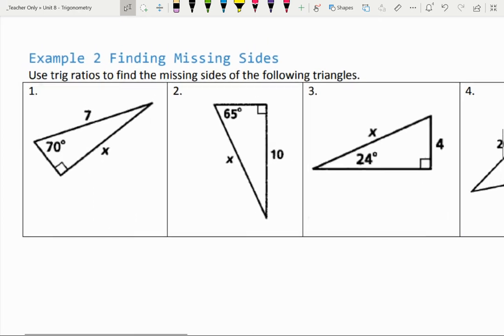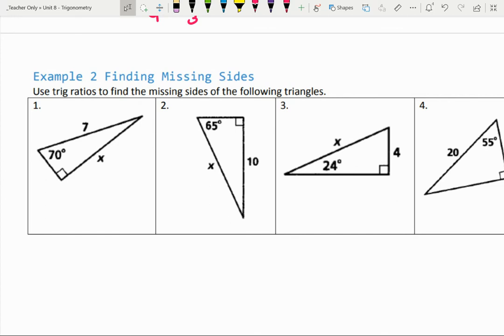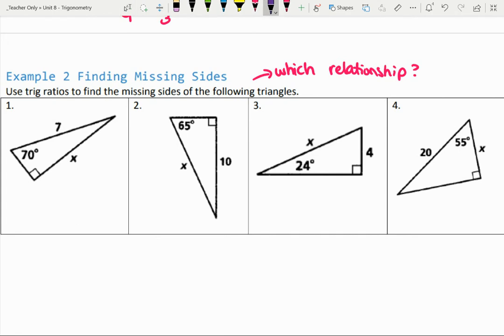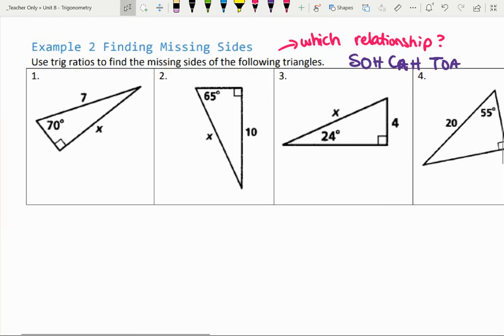So the key steps to finding the missing sides of the following triangles is really to answer the question, which relationship are we dealing with? Right? Which one, sine, cosine, or tangent? And I'm just going to rewrite my little SOHCAHTOA reminder here so that I can use it as needed.